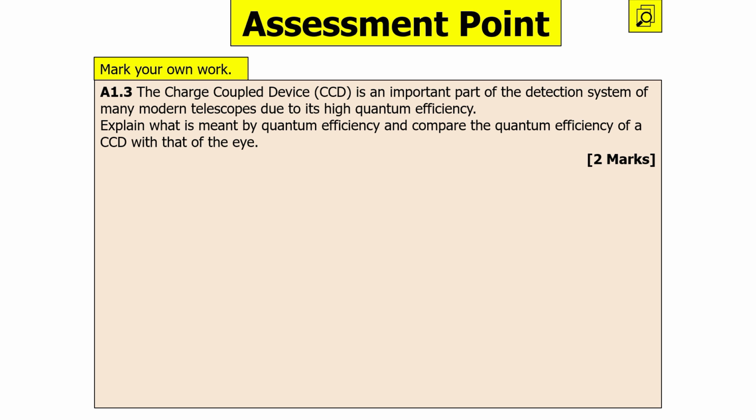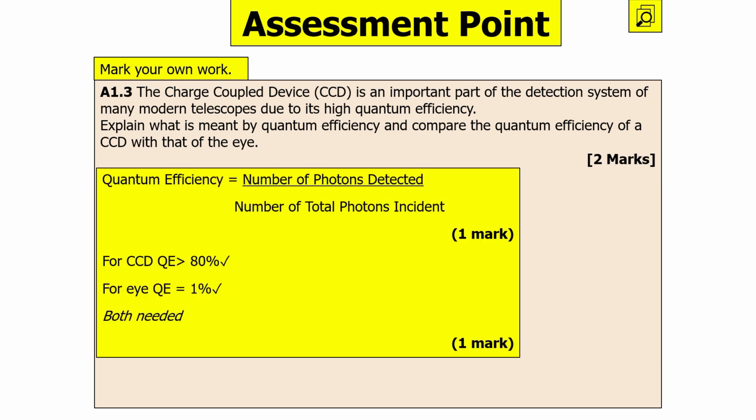Now in this final question, remember what the definition is for quantum efficiency. It's the number of photons actually detected by the detector divided by the total number of photons incident. Now I know that for CCDs the quantum efficiency is 80% or above. It's increasing with the advent of modern technology, but the eye is about 1%, so therefore the CCD is a much more quantum efficient device.